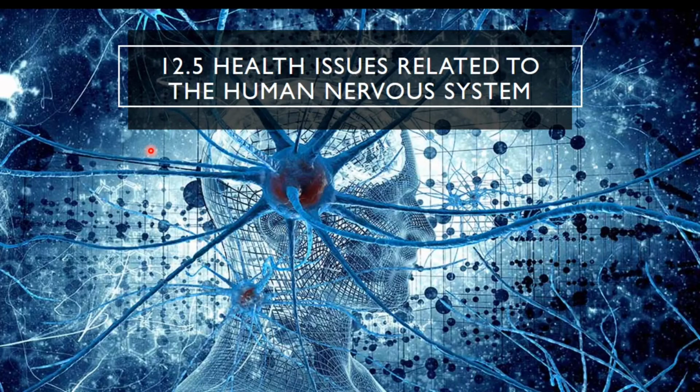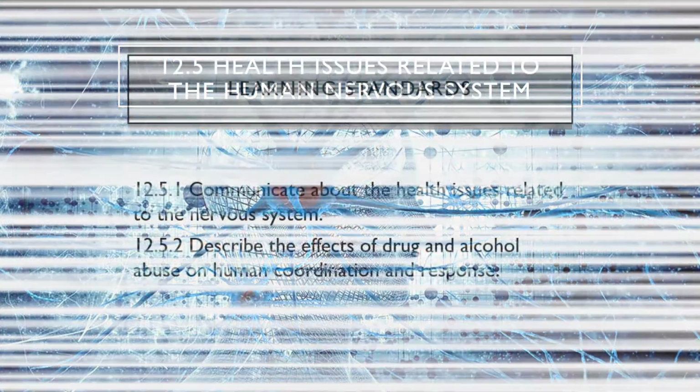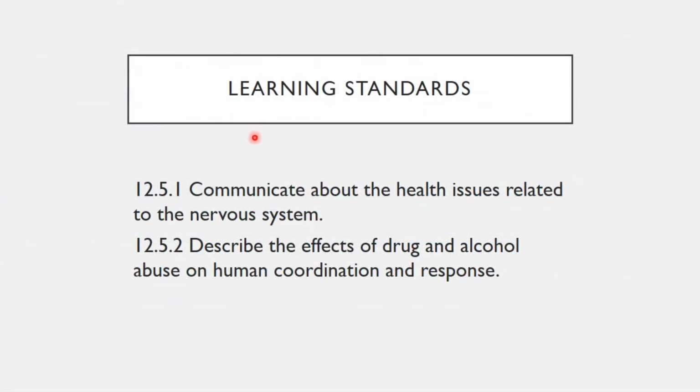And for today, you will learn about health issues related to the human nervous system. In this subtopic, there are two learning standards. At the end of this lesson, you should be able to communicate about the health issues related to the nervous system and describe the effects of drug and alcohol abuse on human coordination and response.